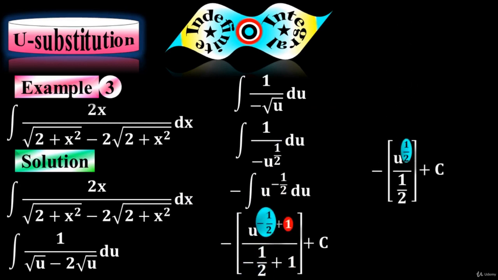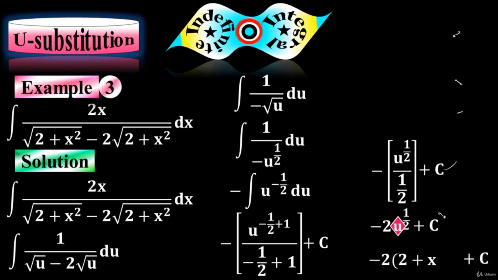Minus 1 over 2 plus 1 equals 1 over 2. Take this 2 to the numerator, and here is our final answer: minus 2 times u to the 1 over 2 plus c. But we have to substitute back the value of u, remember. And the value of u was 2 plus x squared.